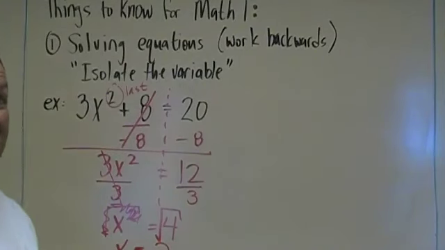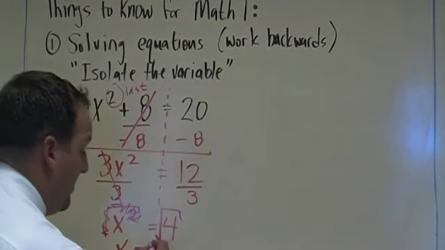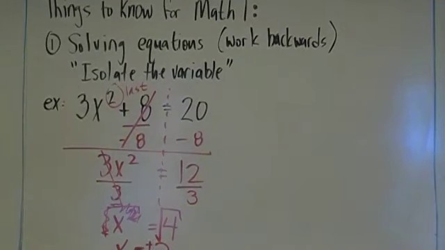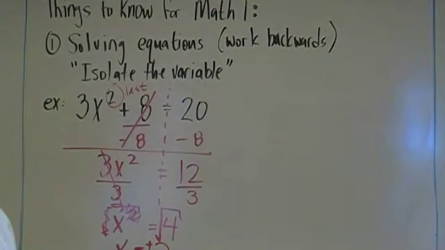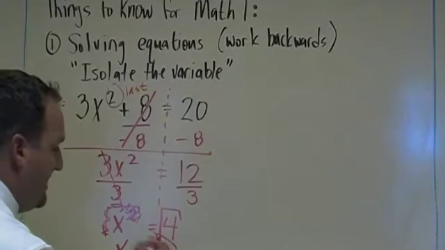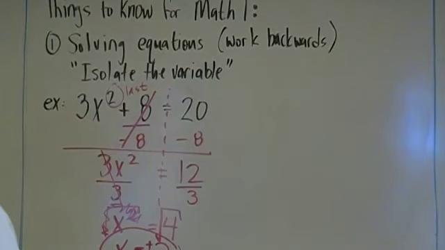Hopefully you know that it's not just positive 2, it's also negative 2. So we're going to put a plus or minus 2 in front of that. Why is that the case? Because 2 times 2 is 4, but also a negative 2 times a negative 2 is also 4. Remember, a positive times a positive is a positive, and a negative times a negative is also a positive. So we have our answer. We've isolated the x. The x is by itself. We have two answers. That's okay.